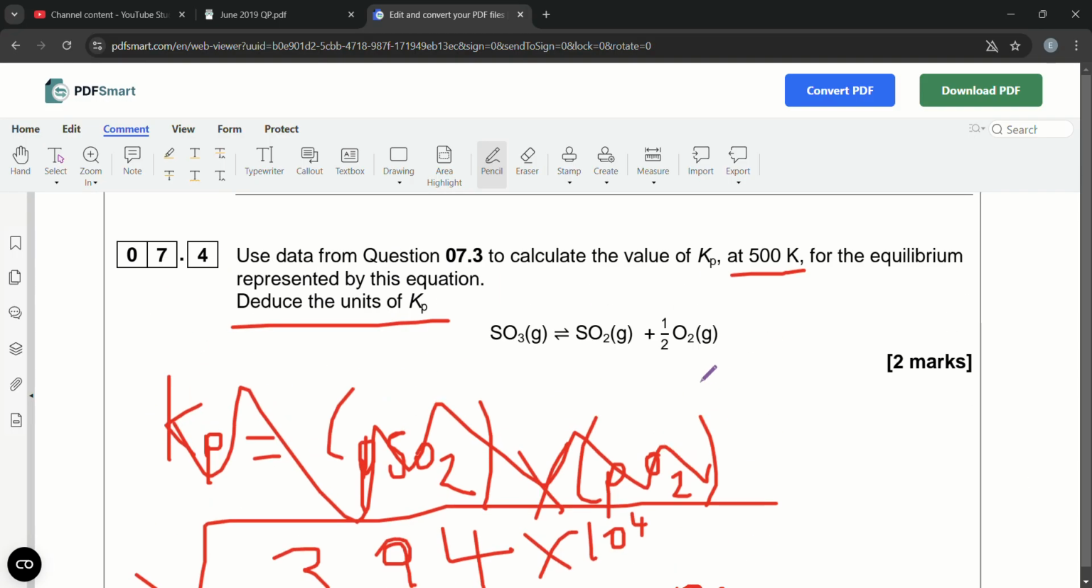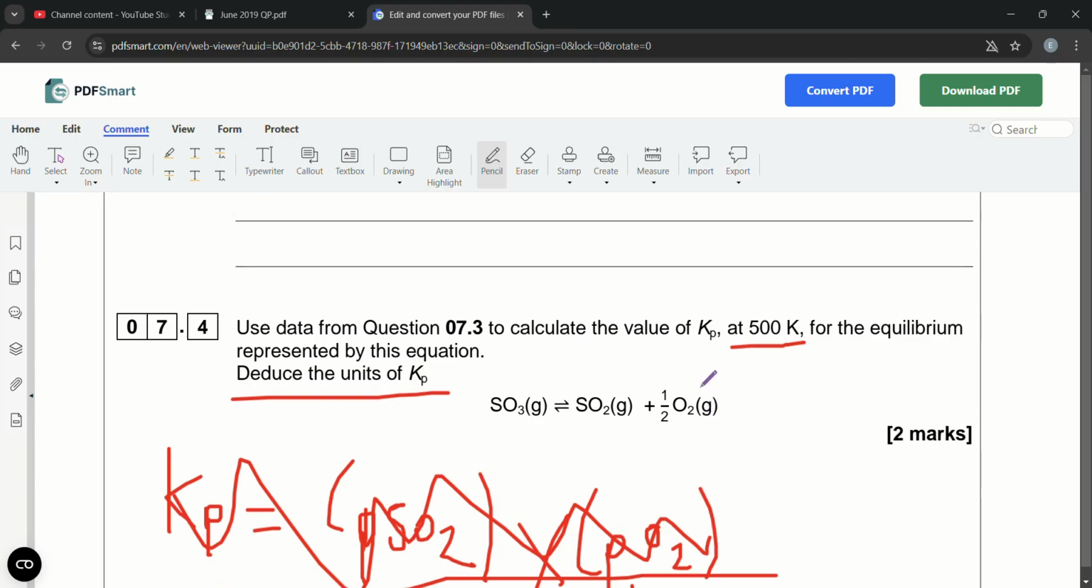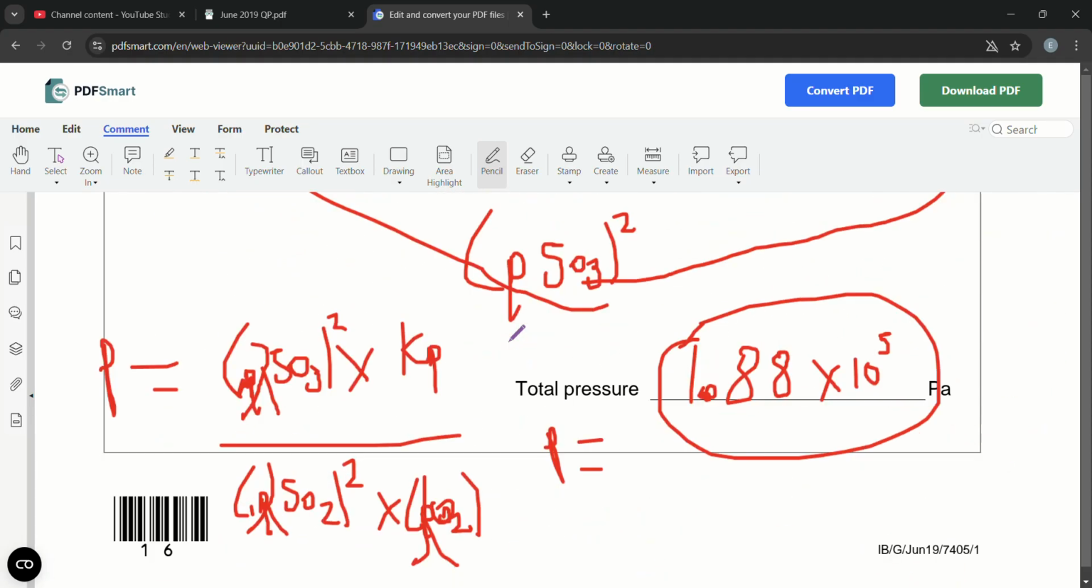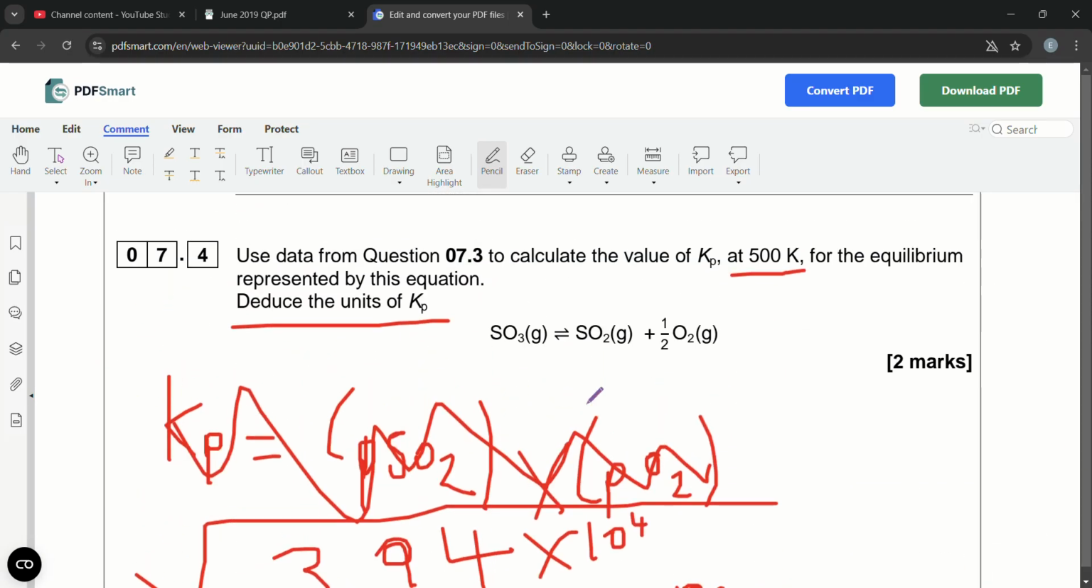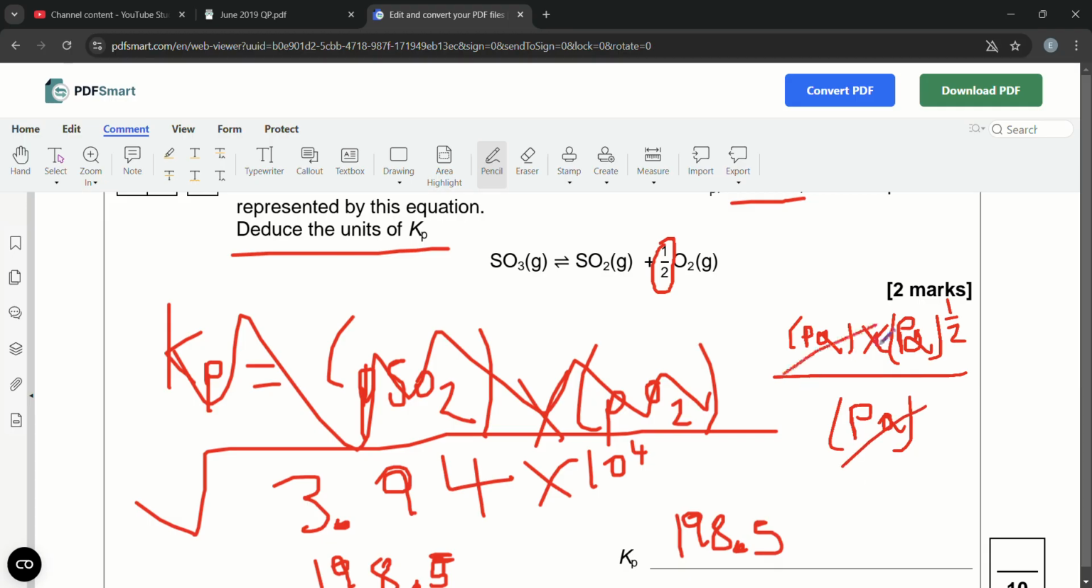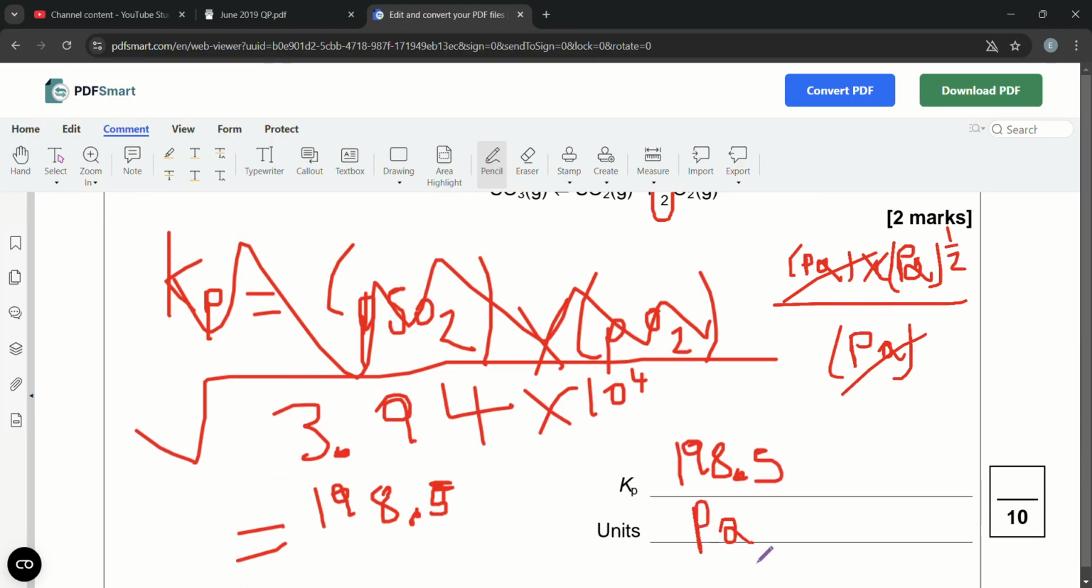198.5. And now for the units, remember at the beginning of the question it's in pascals, so we're working with pascals, not kilopascals. So it's going to be pascals. Products over reactants. So it's going to be Pa times Pa to the power of a half, because that is the number of moles of oxygen, over Pa, because it's just 1. And what you'll get is the Pa's will cancel out, and now you're left with Pa to the power of a half.